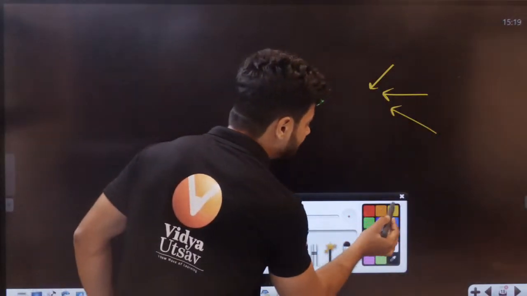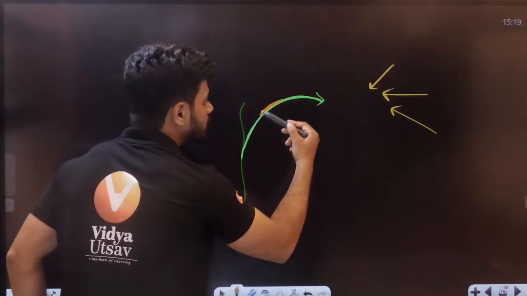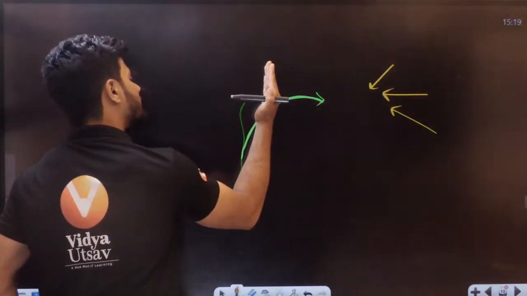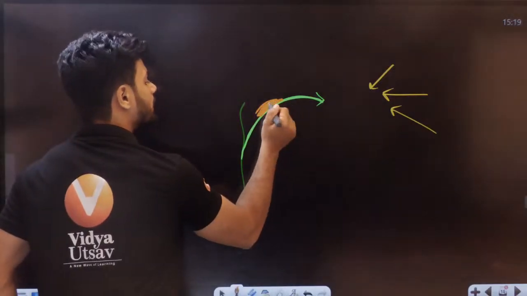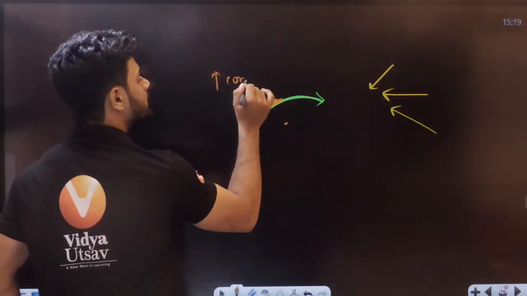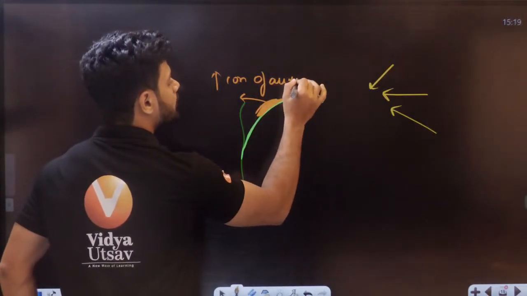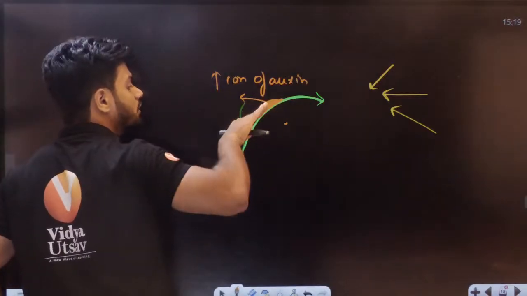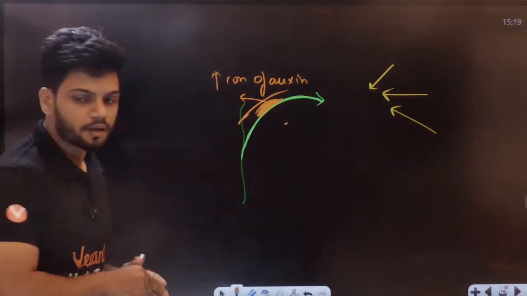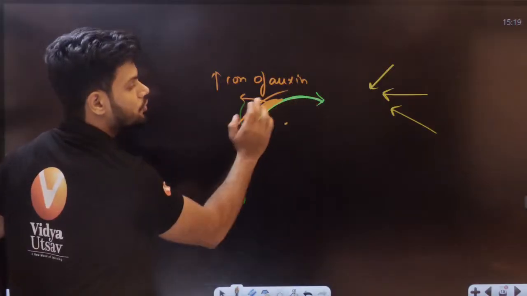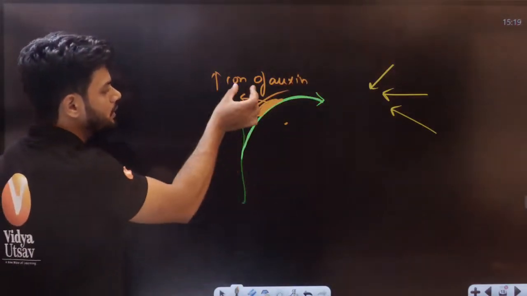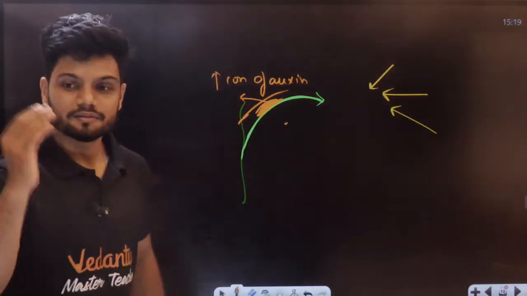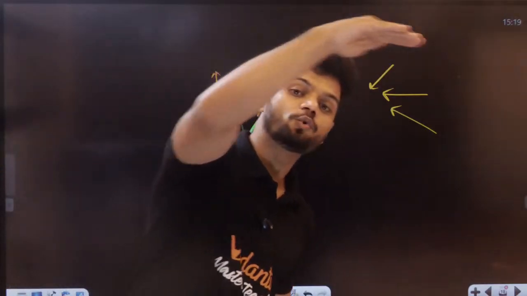Because in the opposite direction, this is the sunlight here. Sunlight is coming from here. In the opposite direction, in this place, there is an increase in the concentration of oxygen. Because of the increase in the concentration of oxygen on the opposite side, this entire region will grow very fast. Do you understand, students? This part will grow very fast. So it will bend towards the light. So always remember, oxygen concentration will increase in the opposite direction of the light, and because of that, the plant will start bending towards the light.